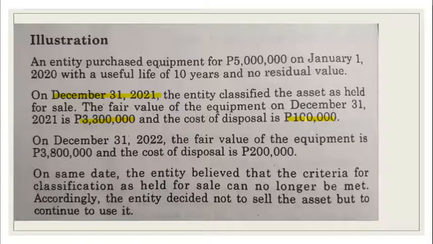So, let's take it slowly. On December 31, 2022, the fair value is 3.8 million and the cost of disposal is 200K. On the same date, in 2022, the entity believed that the criteria for classification as held for sale can no longer be met. Accordingly, the entity decided not to sell the asset but to continue to use it.